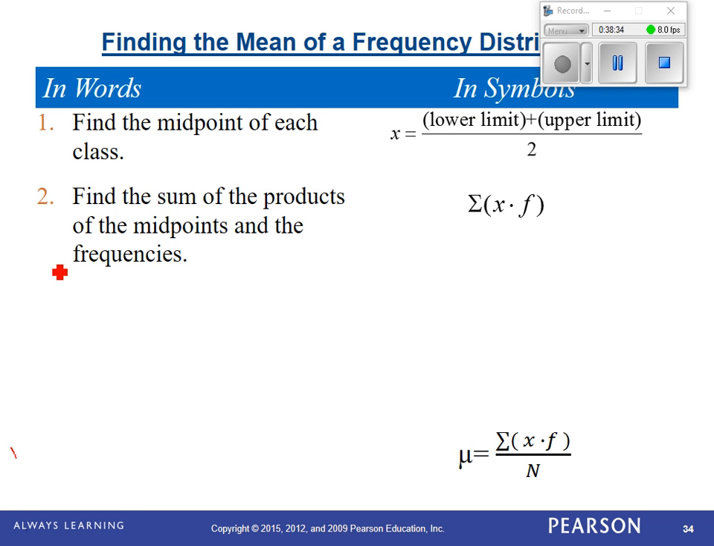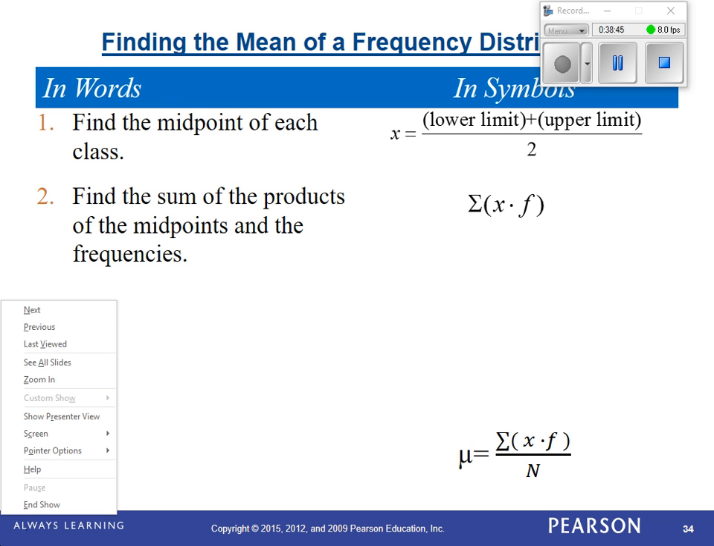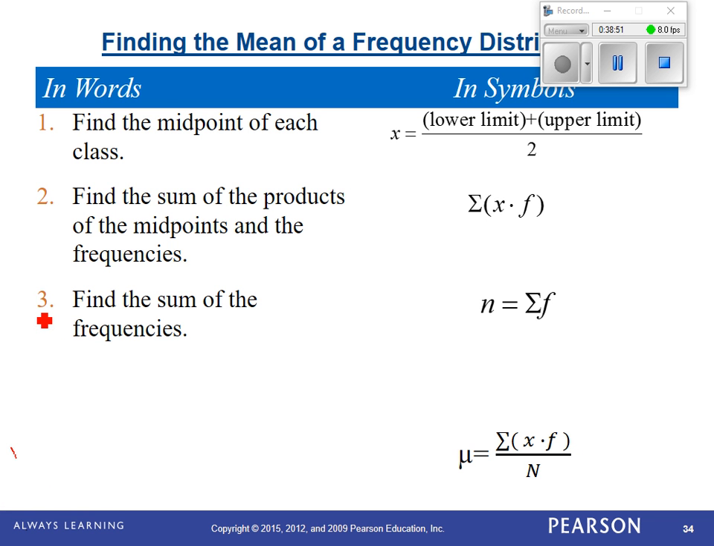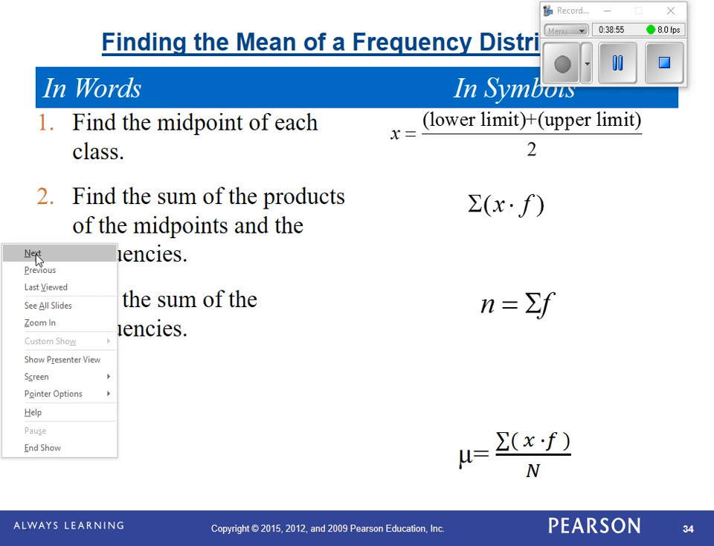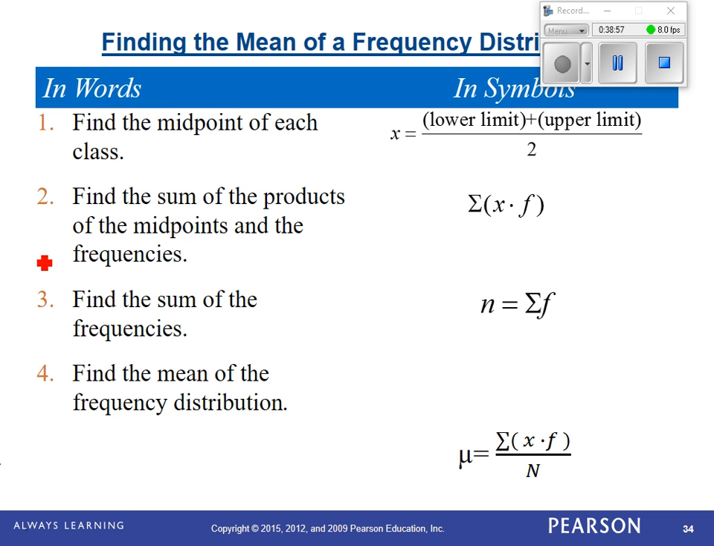This is just steps. We'll do a lot of steps. So, to find the mean of a frequency distribution, number 1, first thing you do, you find the midpoint of each class. Number 2, you find the sum of the products of the midpoints and the frequency. Number 3, you find the sum of the frequencies. Add up all of them. Number 4, find the mean.